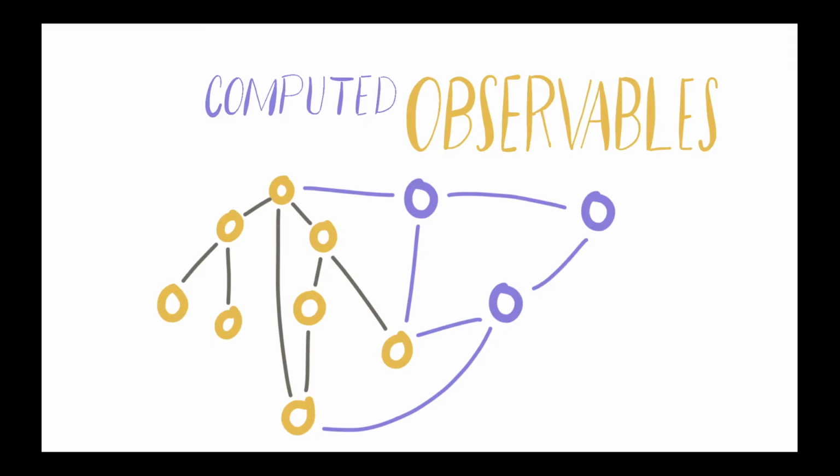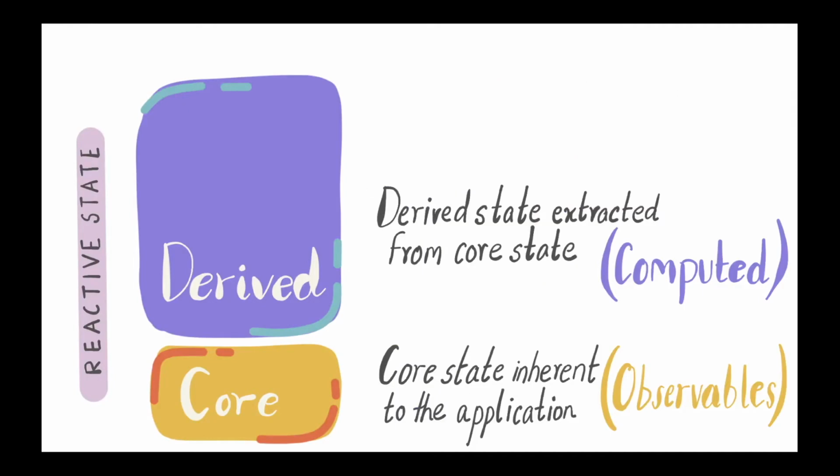And that's what you'll see in this next slide, which is the entire state of your application. The reactive state of your application can be broken down into the core state and the derived state. Now the core state is something which is inherent to your application. These are properties which are actually part of your domain.